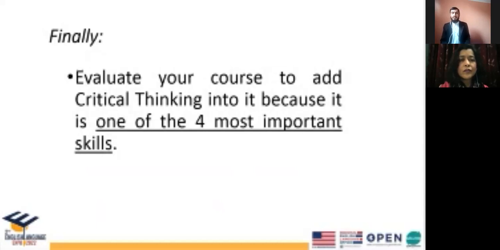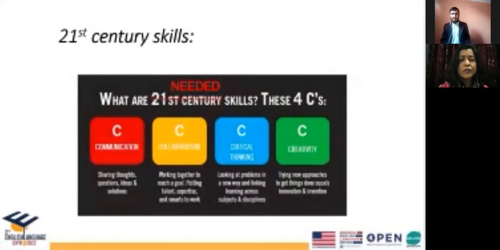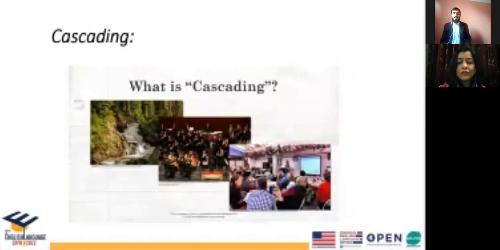because it is one of the most important skills, the 21st century skills. As I said earlier, in the 21st century there are some most important skills that are required. Here we can see there are 4 C's. The first C is communication, the second is collaboration, the third is critical thinking, and the last is creativity. If in today's world, in this 21st century, people do not have these skills, they cannot be successful. So it is very important for this reason to have our students learn these skills, which are here in front of you. And then the final thing is cascading new knowledge.